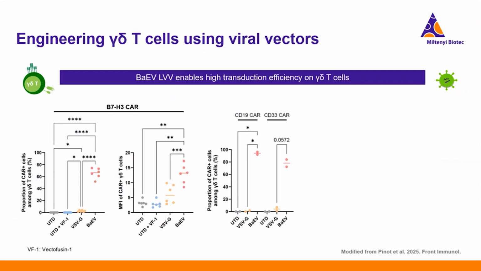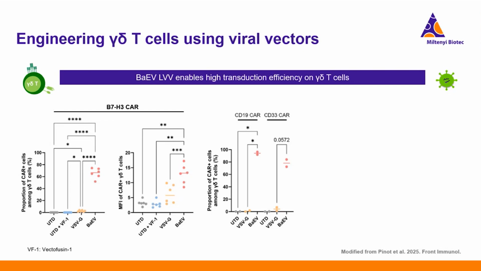And we looked into this when we first started to test and assess how we could modify our gamma delta T cells. And of course, we started using the VSVG lentiviral vector, which is the most common one used to implement genetic modifications. And we compared it with the baboon pseudotype one with the use of different CAR constructs, as you see in these images. So with VSVG, the transduction efficiencies were really low. There was really low expression of the CARs on the gamma delta T cells.